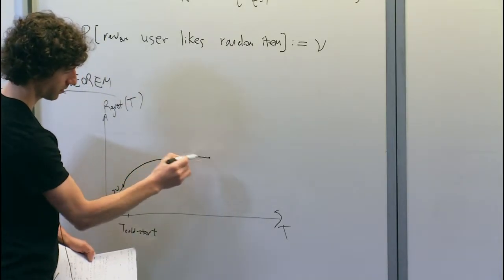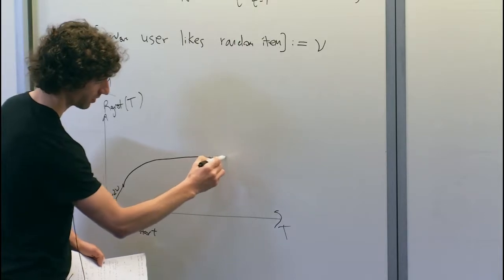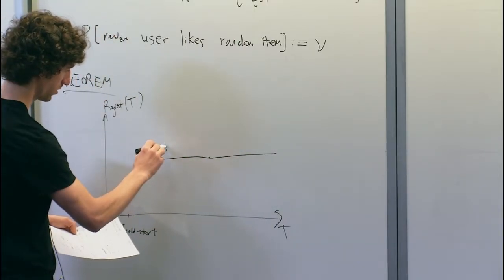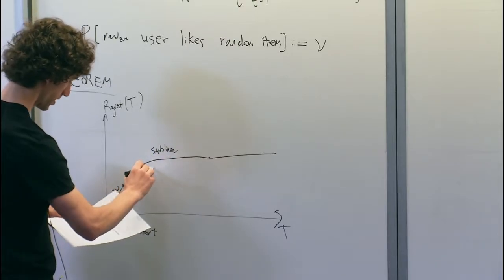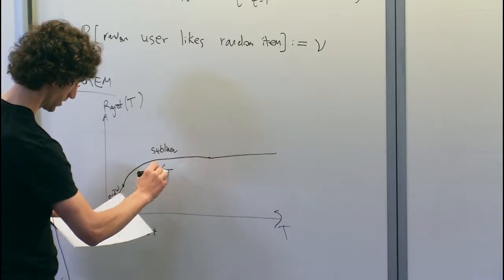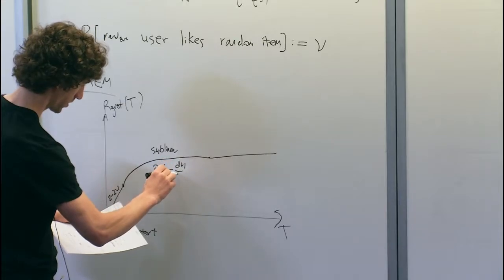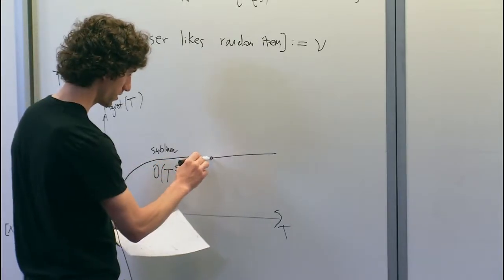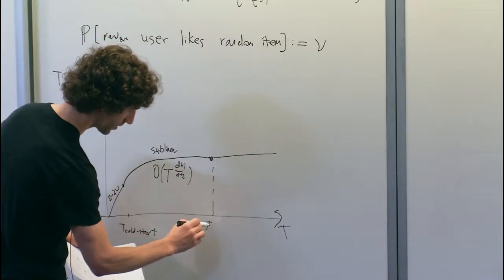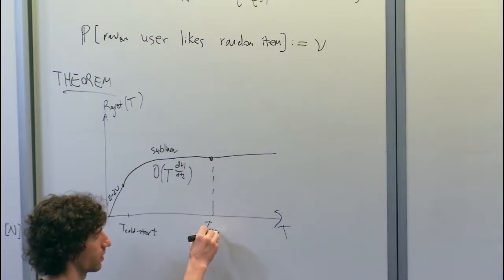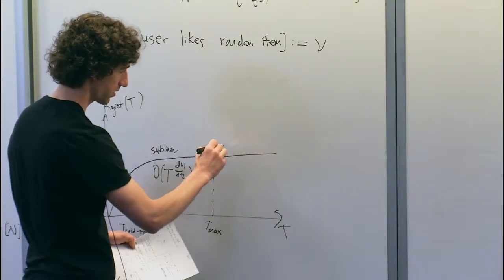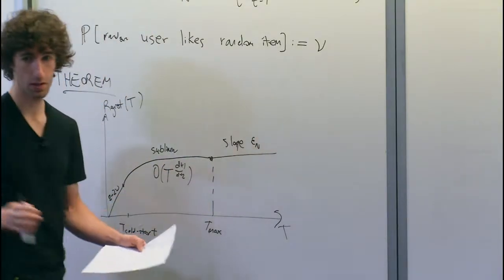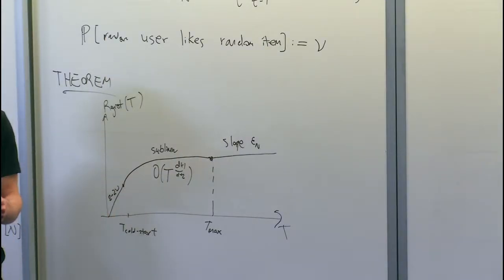One gets a sort of concave down looking thing. And it's linear. And the regret scales like big O of t to the (d+1)/(d+2). And then finally there's this t max, at which point the slope doesn't decrease and there's some fixed slope, which is a function of the number of users and gets smaller as the number of users increases.